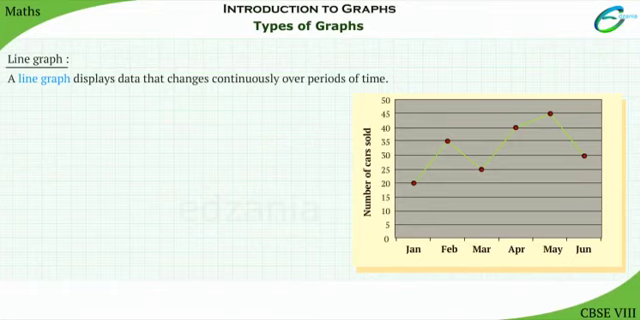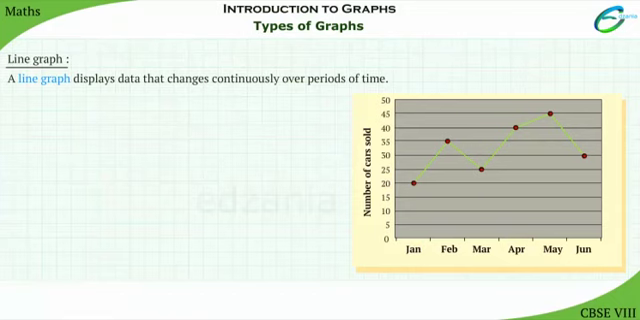Let us first see how to read a line graph. Consider this line graph. The x-axis represents the constant information, which in this case is months. The y-axis represents the variable data or frequency, which in this case is the number of cars sold. Notice that corresponding to the month of January on the x-axis, the number of cars sold on the y-axis is 20.